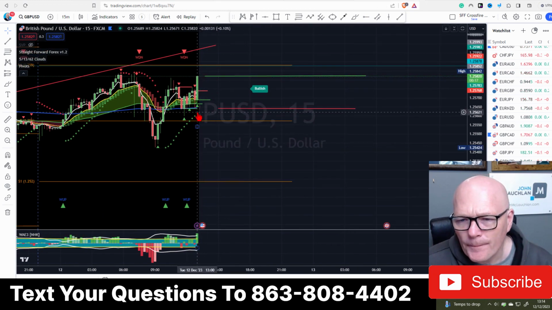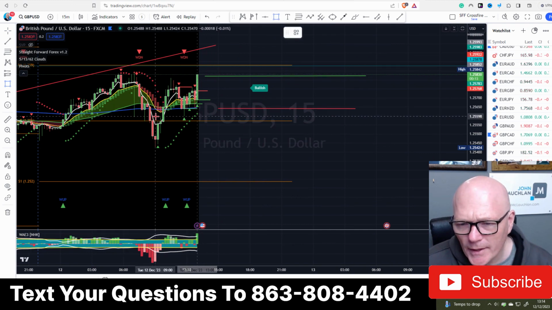What have we got on here? A little bit of imbalance here, look. See, once you see it, once you identify it, it's only a tiny bit there from this wick to that wick. Right, let's get it on.